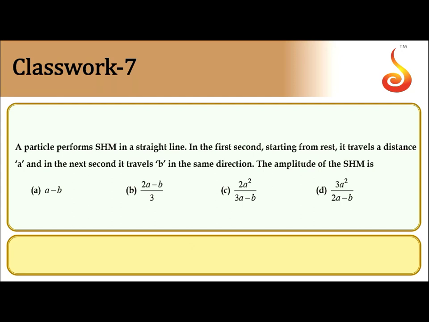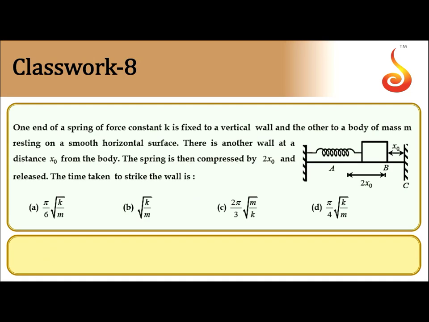2A square divided by 3A minus B. Okay, another one. One end of a spring of force constant K is fixed to a vertical wall and the other to a body of mass M resting on a smooth horizontal surface. There is another wall at a distance x naught from the body. The spring is then compressed by a distance 2x naught and released. The time taken to strike the wall is.